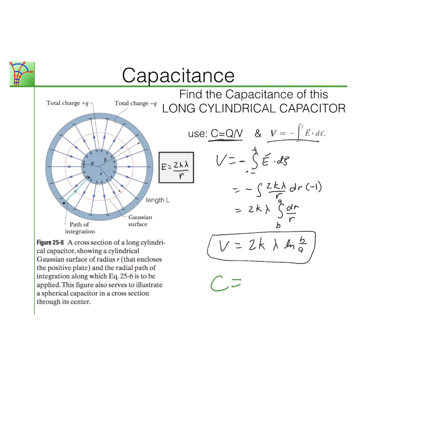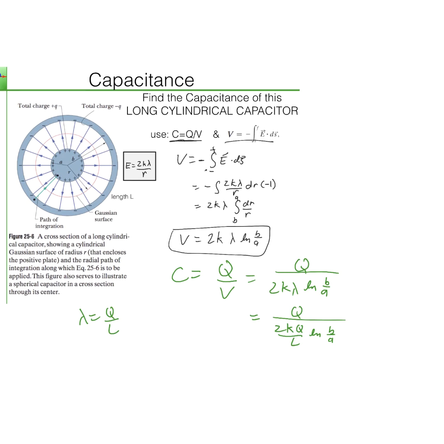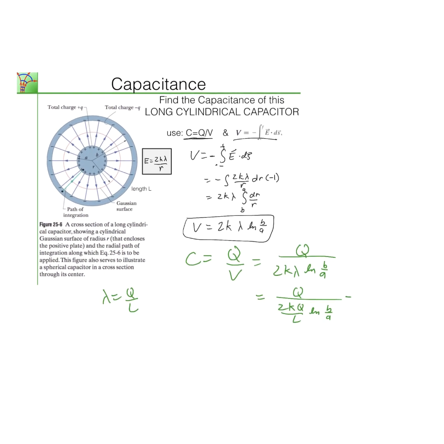So the capacitance is Q over V. So Q over 2k lambda ln of B over A. Okay, and now for lambda, I'm going to use that lambda is equal to charge divided by length. So this becomes Q over 2k Q over L ln of B over A. And that simplifies down. You see the Q's cancel out there.